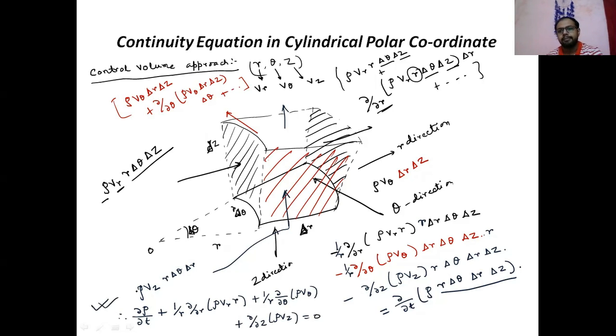In the same manner, just keep in mind what is the mass inside and what is the mass outside, along the x-axis, y-axis, z-axis for the Cartesian coordinate, and along r, theta, z for the cylindrical coordinate. If you keep this in mind, you can solve any kind of continuity equation. So here we complete the continuity equation part. Next we'll see angular deformation in the next video.